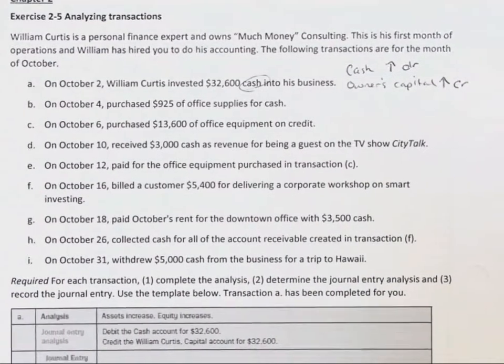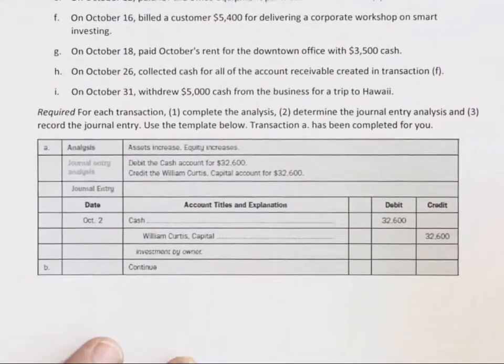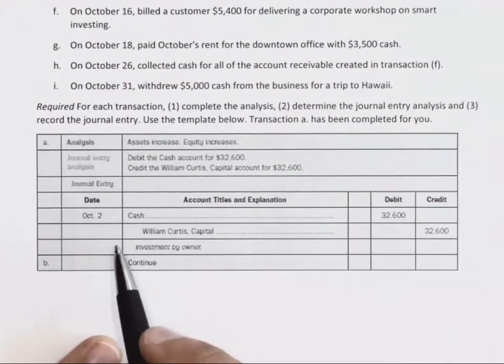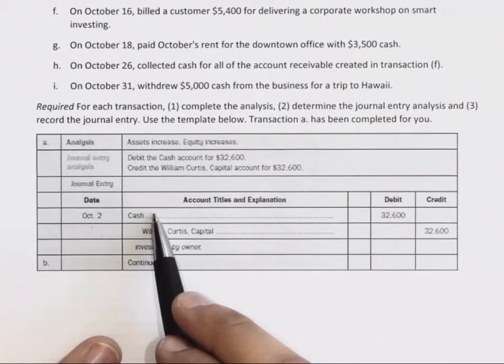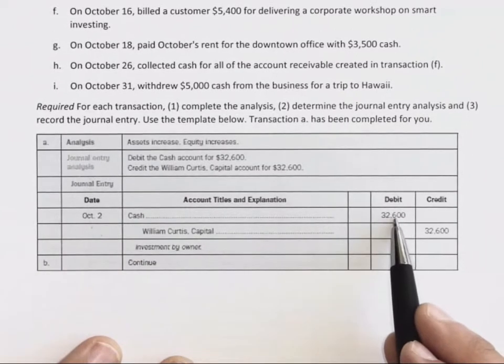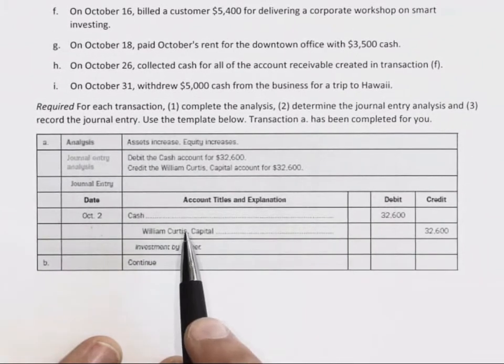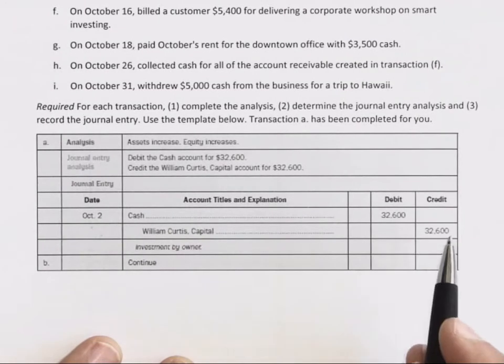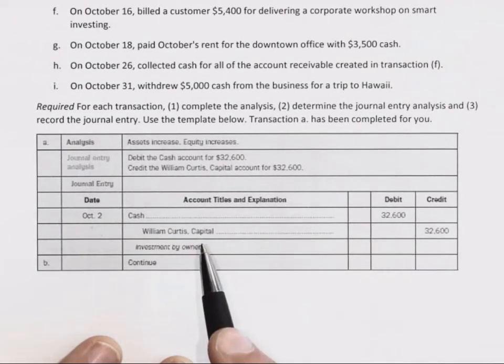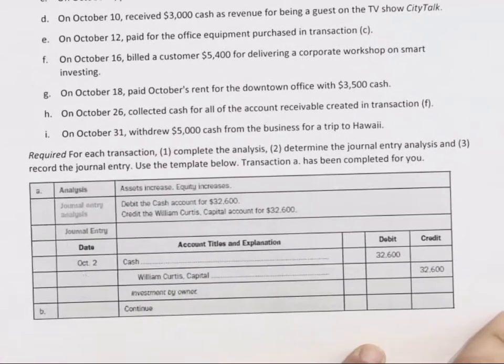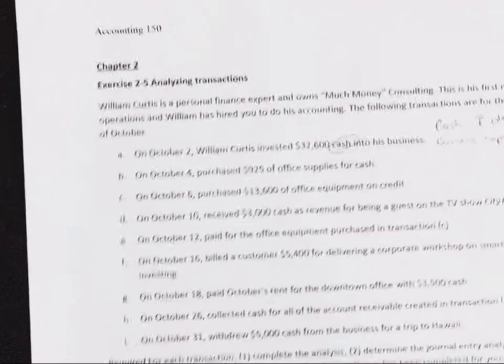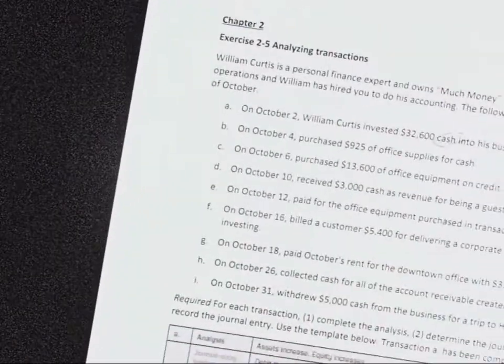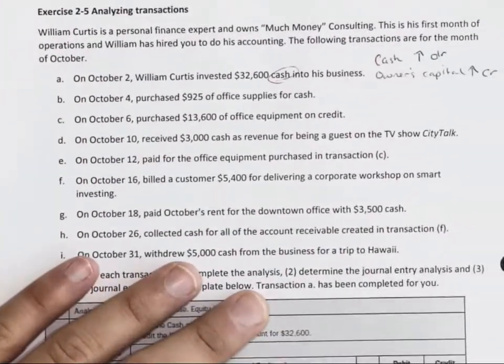So, when we take a look at our journal entry, October 2nd, cash, debit, $32,600. Capital, $32,600. And then our note, we have an investment by owner. So the first one has been done for us. So, let's take a look at the second one.